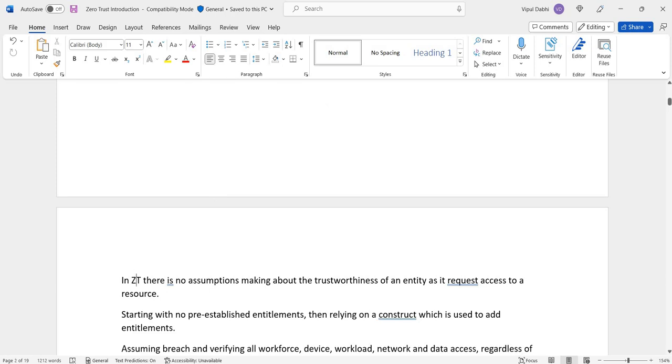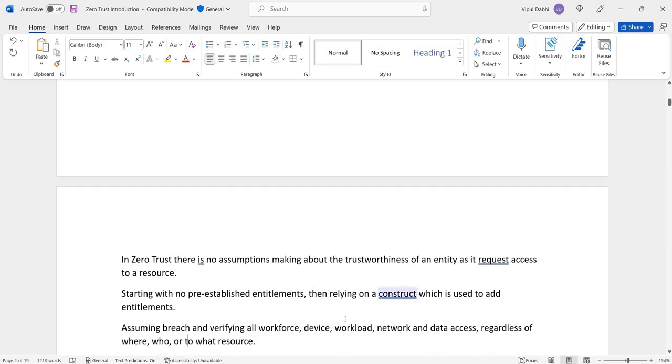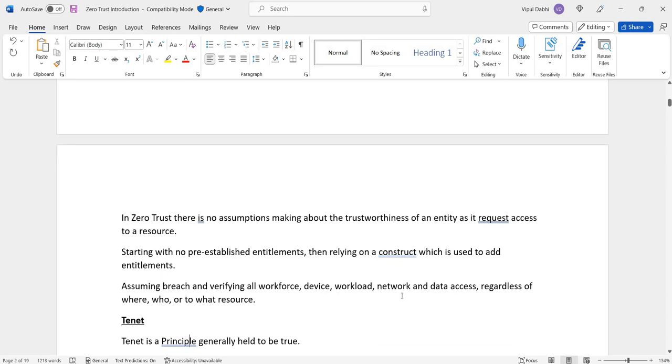Also in zero trust, there is no assumption made about the trustworthiness of an entity as it requests a resource. So basically, we are not making any assumptions on the trustworthiness of the entity who is trying to access the resource, right? We are just verifying his identity, whether the credentials he has are there with us as well, only in the identity provider we have. Okay. Now, starting with no pre-established entitlement, then relying on a construct which is used to add entitlements, right? Assuming breach and verifying all workforce, device, workloads, networks, and data access, regardless of where, who, or what resource.